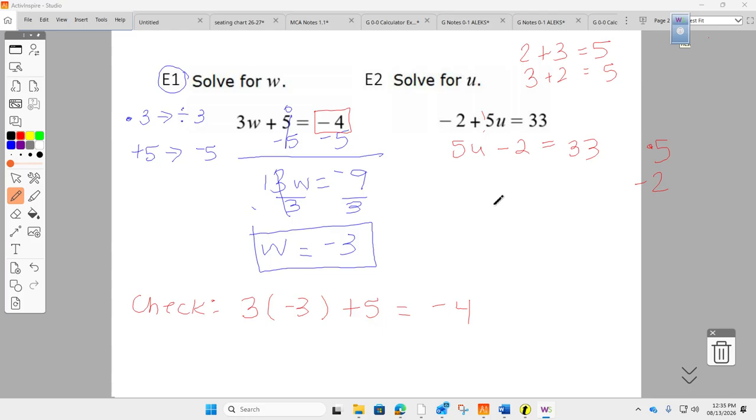Okay? So what do I need to do first? What do I need to do first, Patrick? What do I need to do first? Okay, don't put your head back down, all right? I feel like maybe I'm not getting all your full attention. We've said that the u is being multiplied by 5, and then we're subtracting 2. So which of these operations am I going to undo first? The multiplication or the subtraction?